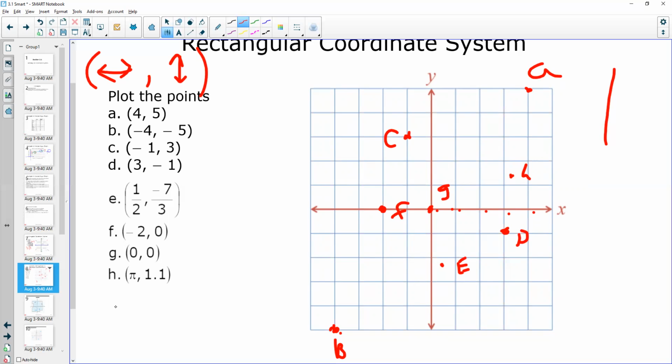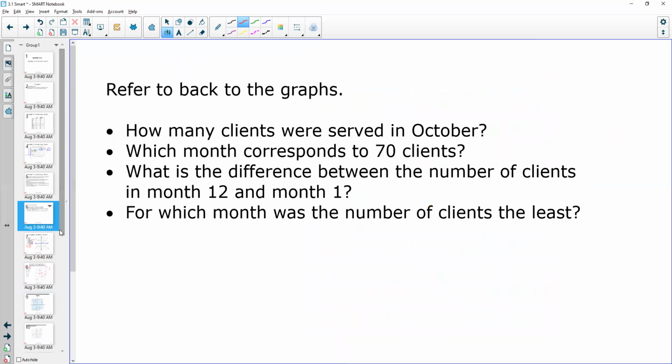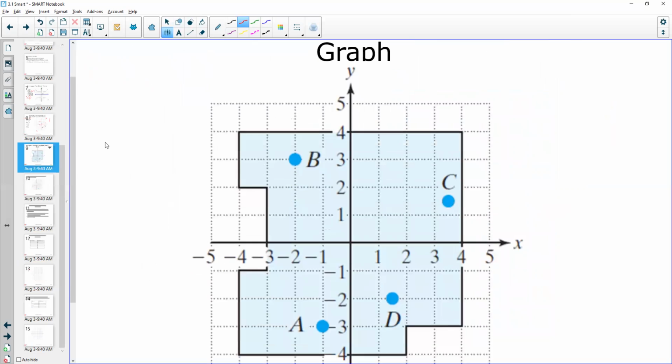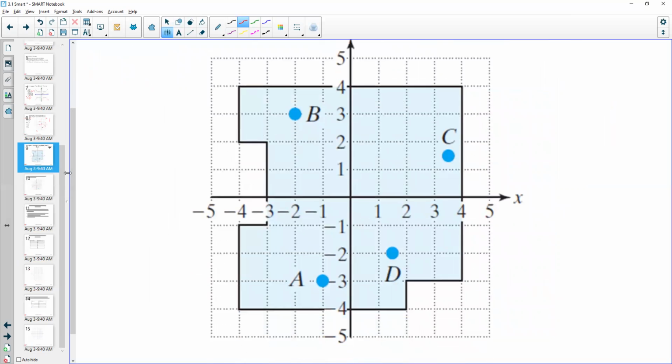If you're stuck, practice. Okay, this is an important skill for what we're going to be doing in the rest of this chapter. All right, so the other thing that would be helpful to be able to do is to look at the points given on a graph and give the coordinates from them. So take a second and make sure you can do that.